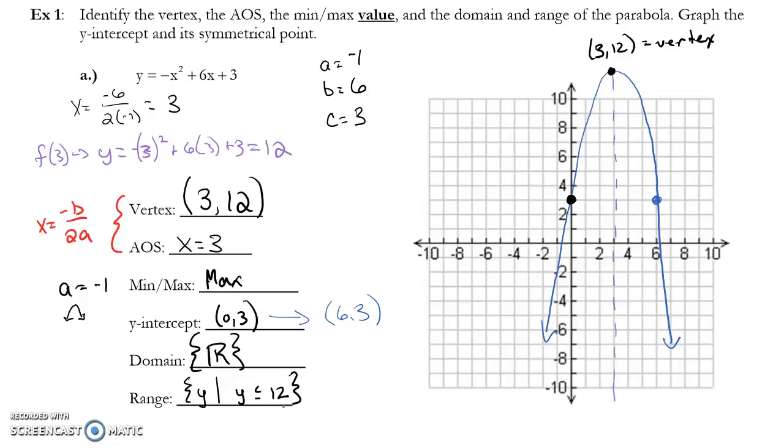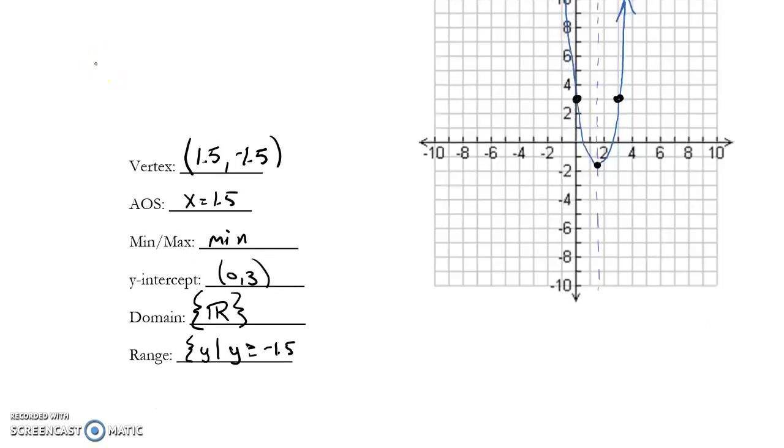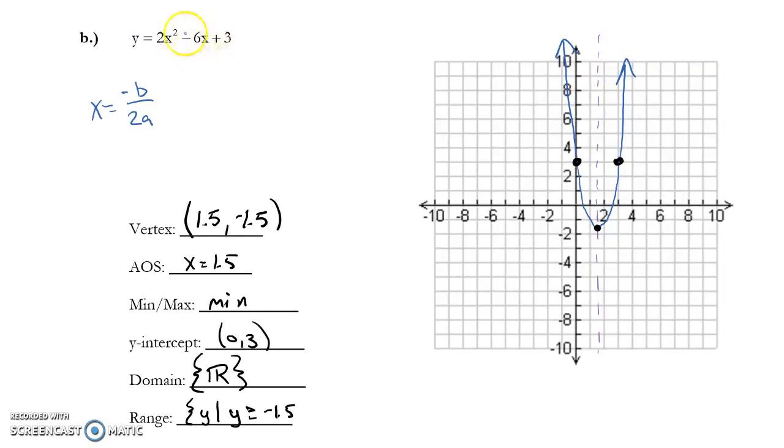What I'd like you to do now is press pause and try part B. So in this case, we should get 1.5 for your x-coordinate of your vertex and negative 1.5 for your y-coordinate. And if you did not get that, remember, we are substituting into x equals the opposite of b over 2a. And in this case, b is already -6, so that would be positive 6 over 2 times 2. That gets us 6 over 4, or 3 over 2, which is 1.5. Plug that in, we get negative 1.5.